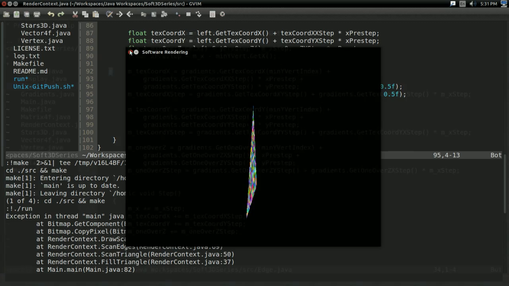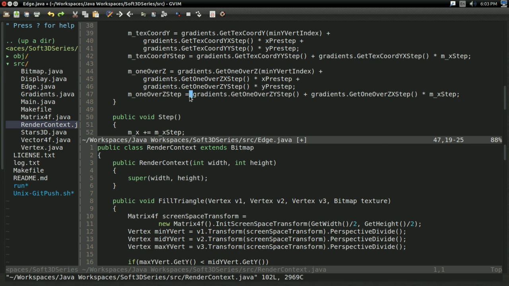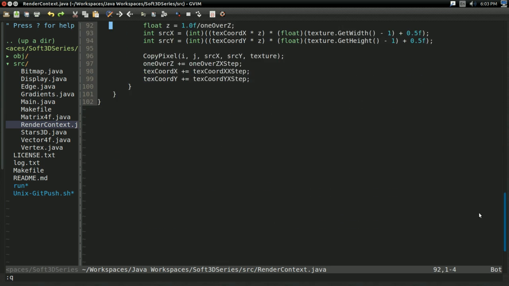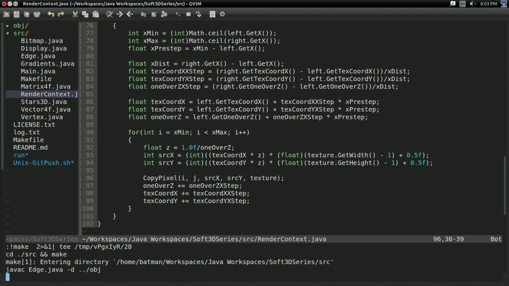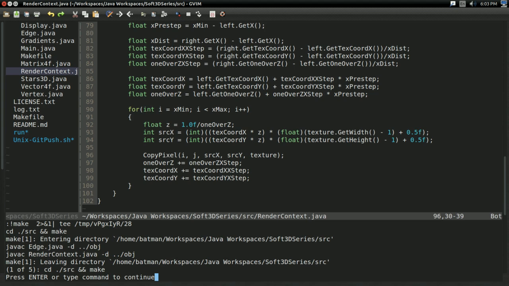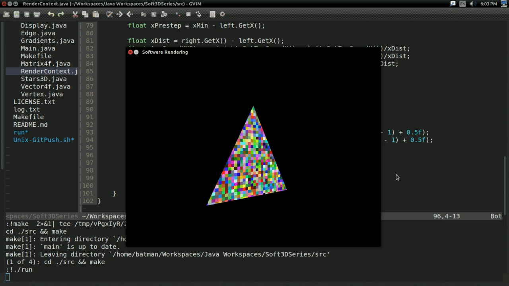something's clearly gone horribly wrong. So, one moment. Okay, I'd actually gotten this and this swapped around, so be careful about that. And inside render context, I'd completely forgotten to actually do the 1 over z plus equals 1 over z x step. So make sure you do that. And if you do that and build and run, you get a texture mapped triangle rotating with perspective correct texture mapping. And it looks great.